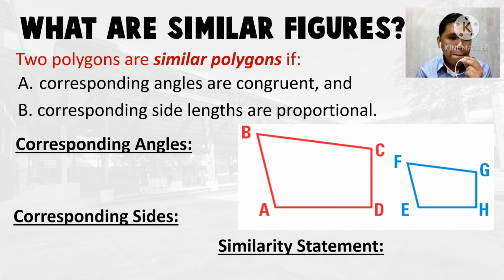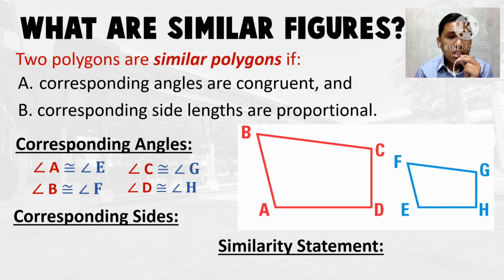First, we have angle A. Angle A is congruent with angle E. These are the corresponding angles with regards to this figure. That is the first one. The second one is angle B. That is congruent with angle F. Third, angle C is congruent with angle G. And last, angle D is congruent with angle H.